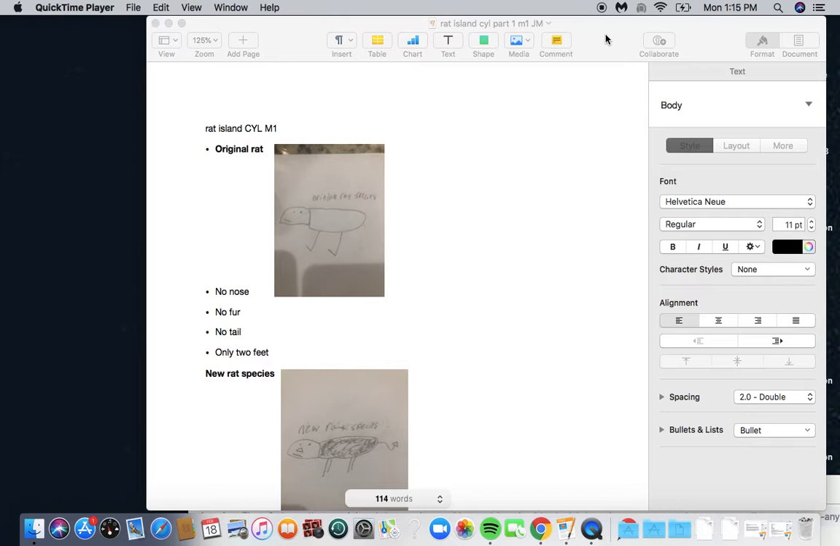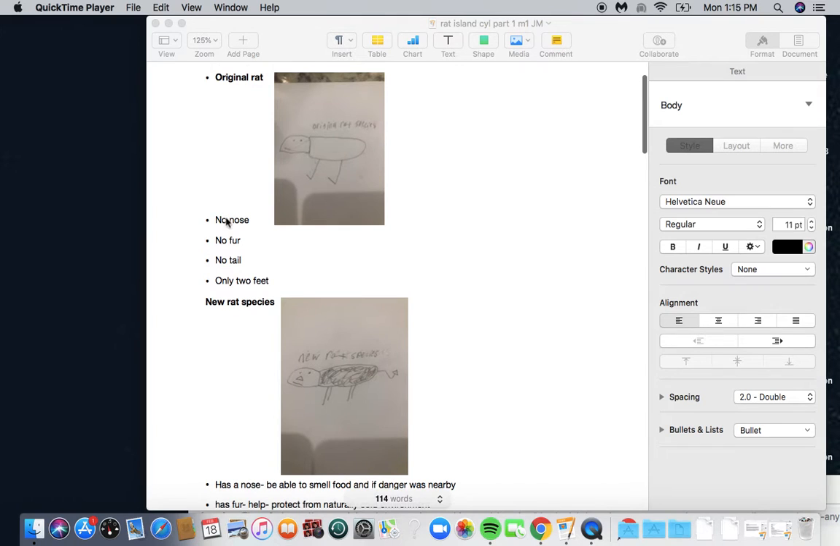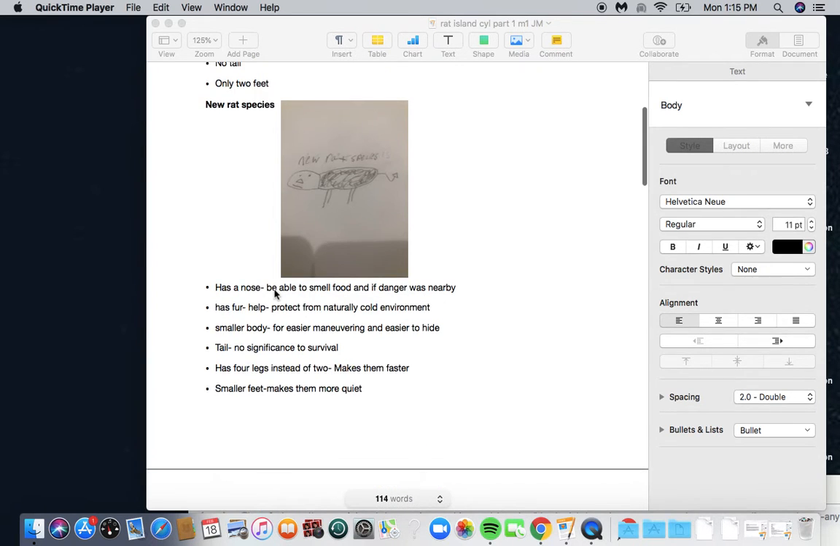So first of all, we're going to look at the variation in each of the species, with the original and the new rat species. The original rat has no nose, no fur, no tail, and only 2 feet. The new rat species has a nose to be able to smell food and to smell if danger is nearby.